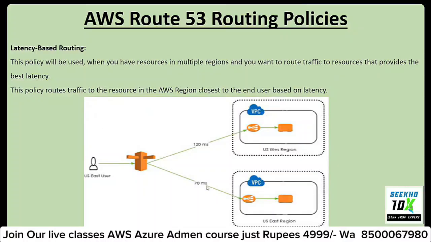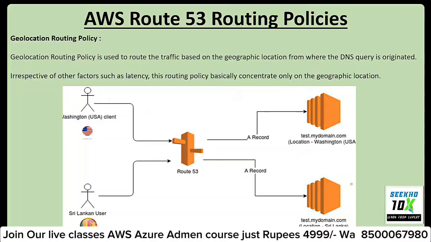So what is the best latency? 70 microseconds is the best latency. Then the user will be routed to this region, and will not be routed to this other region. Why? Because it has a high latency. This policy routes the traffic to the resource in the AWS region closest to the end user based on the latency. So based on the latency, whichever is closest, he will route the traffic to that particular region.